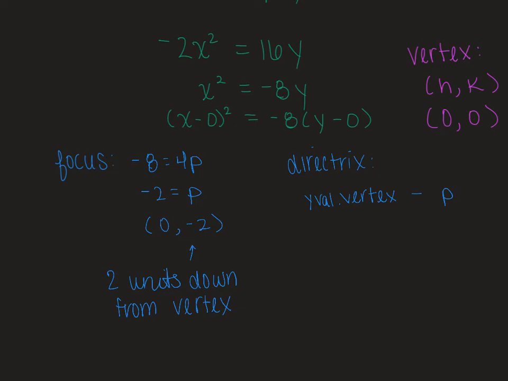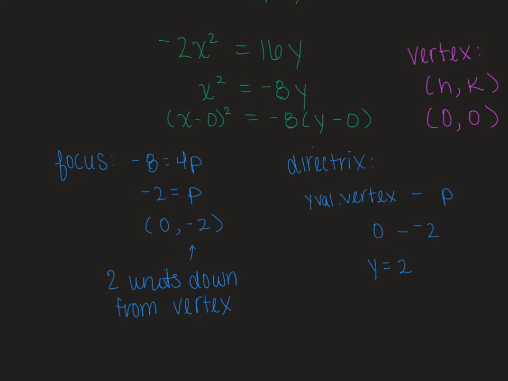So for us, we have our y value of our vertex, which is 0, minus, and our p is negative 2. So you can see that our directrix is going to occur at y equals 2. It's going to be a horizontal line, so you're going to see it as y equals 2.